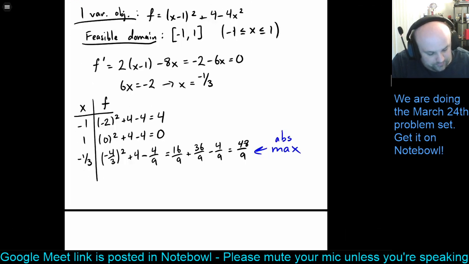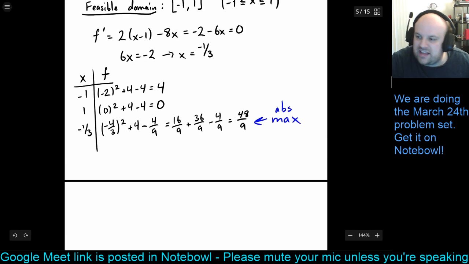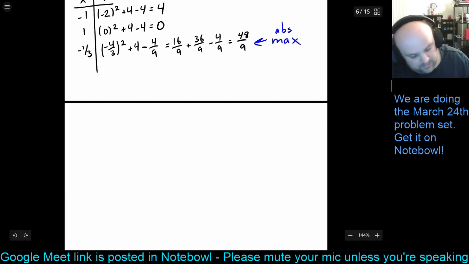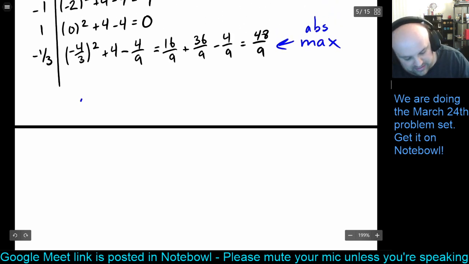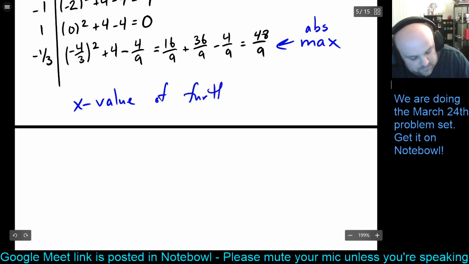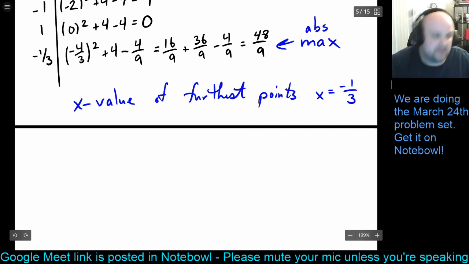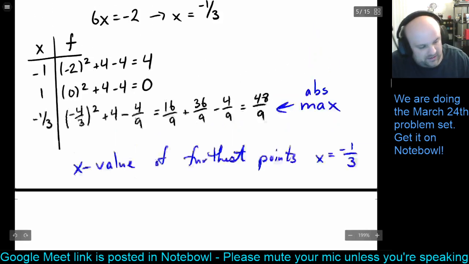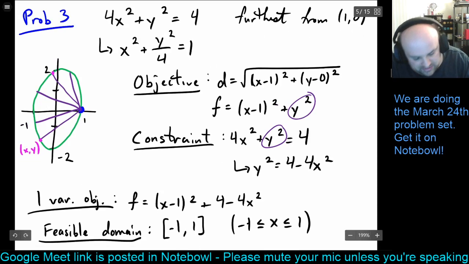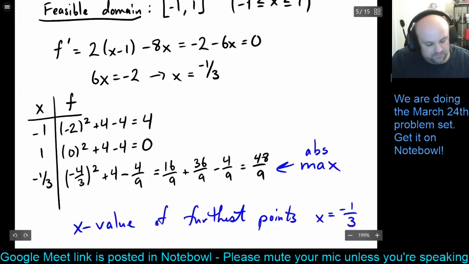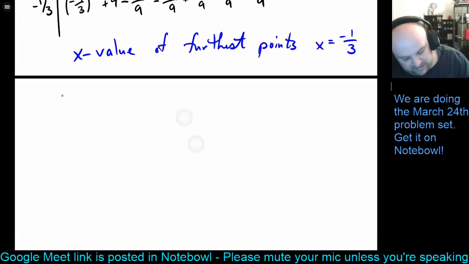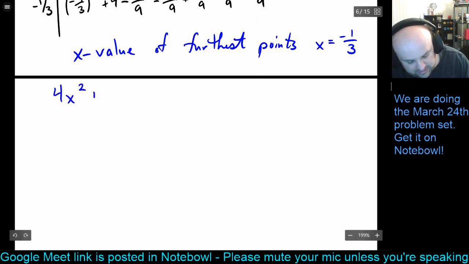So the question is asking for what are the points? So we know that the x value of the furthest points is x equals -1/3. So now we have to find the y values, right? And as I was saying up here, there's going to be like two of them because of the symmetry of the picture. So when we go back in here, we're just going to say, all right, well, here's the equation of our ellipse.